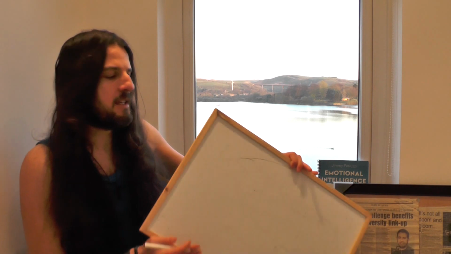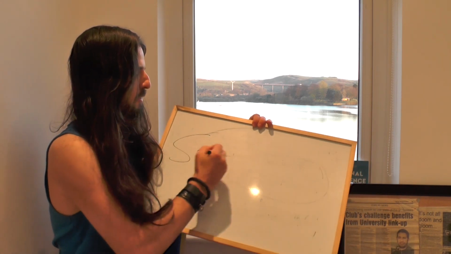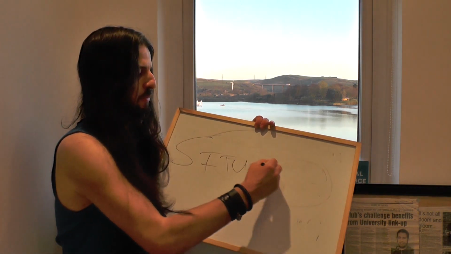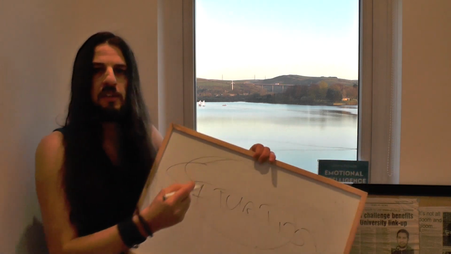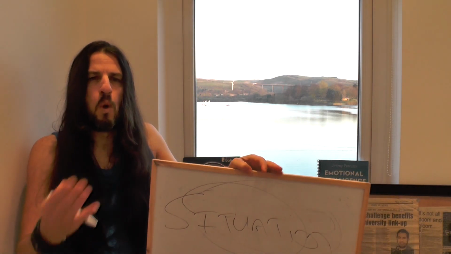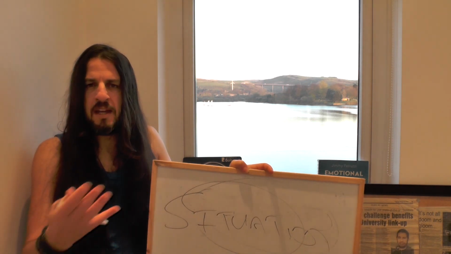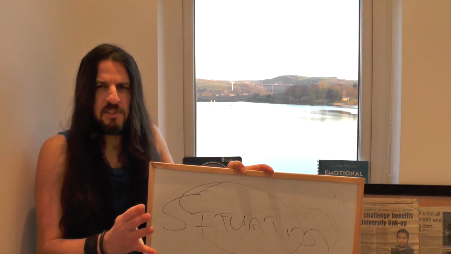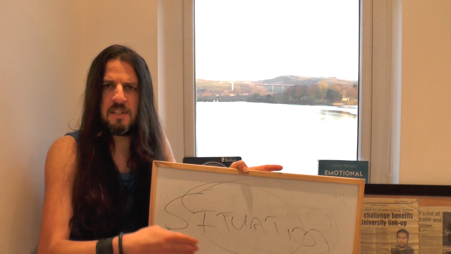The first step in the process is to write down the situation. That's what we do. The situation: what happened, where, when, with whom, and how. And this can help us diffuse negative emotions and associations.